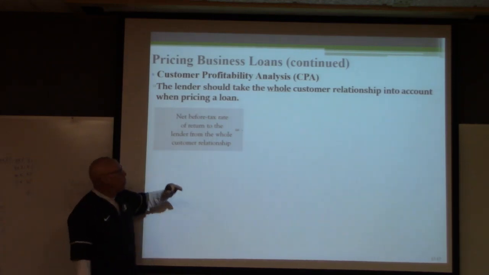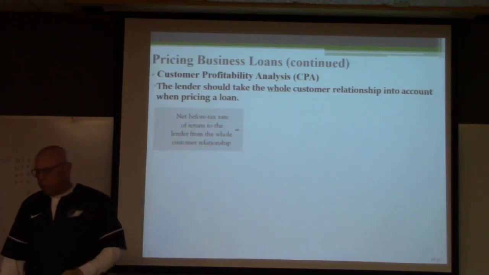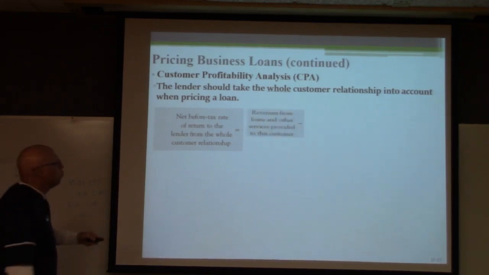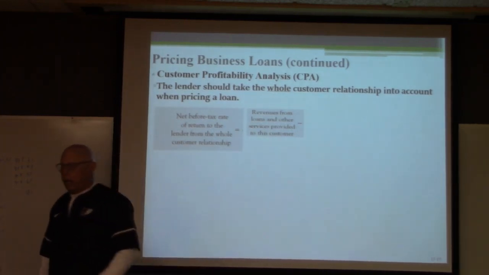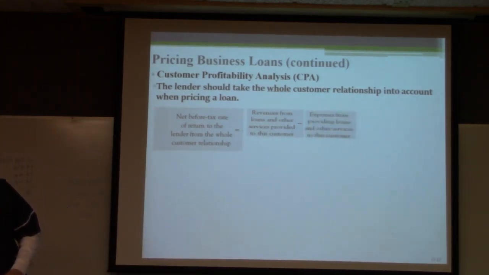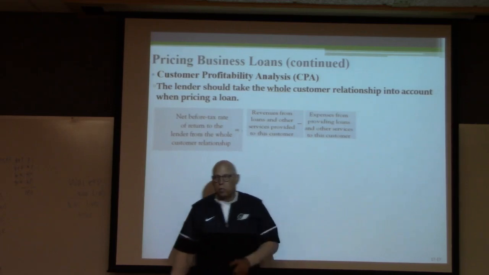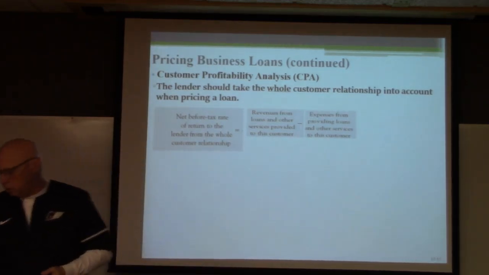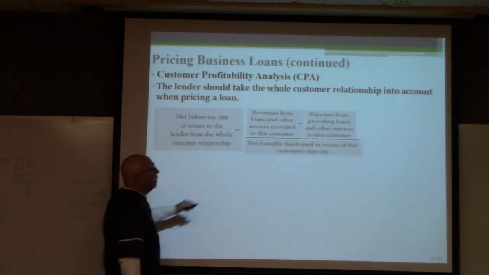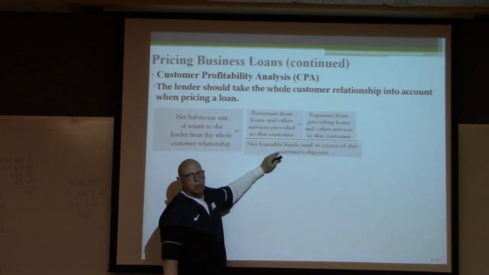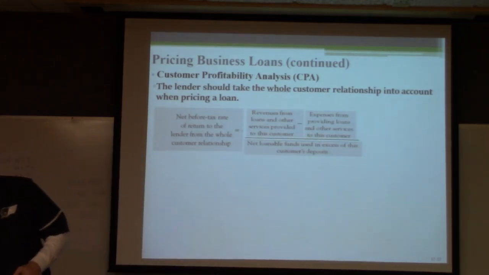Okay? So what we do to measure the profitability of a customer is take the rate of return to the lender from the whole customer relationship, and that is equal to revenues from loans and from other services provided to this customer. You have to look at what the customer is doing with you, and subtract from that expenses from providing loans and services to this customer. We'll get into the details of what that means, and then you divide that by the amount of funds used in excess of the customer's compensating balance. We're going to take a detailed look at how this works.